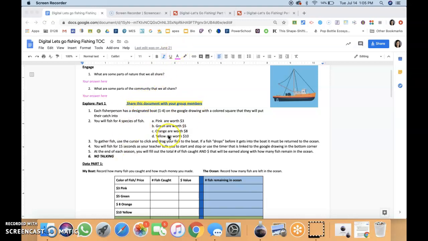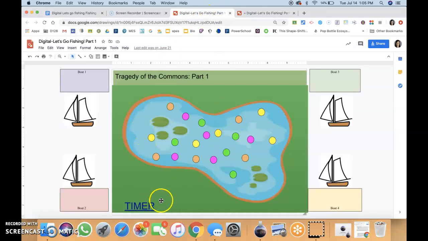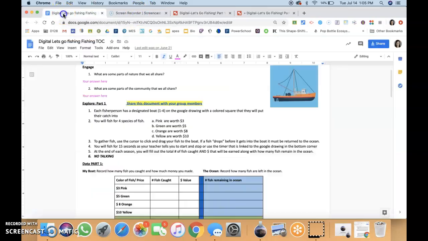This is part 1 of the lab. In part 1 of the lab, you're using a document that looks like this. So each of you is going to be a captain of a particular boat. And if you take a look, you've got your 4 boats in the 4 corners. You have fish represented by the different colored dots in this common ocean that you guys are working out of. There's a timer down here as well in case we can't do this in the classroom as a whole group. It's a 15-second timer. So you have that available to you as well.